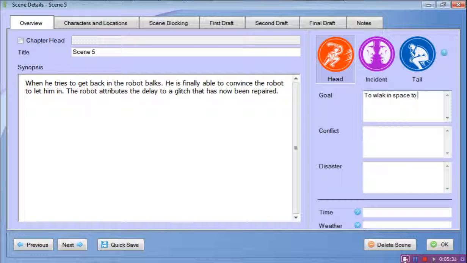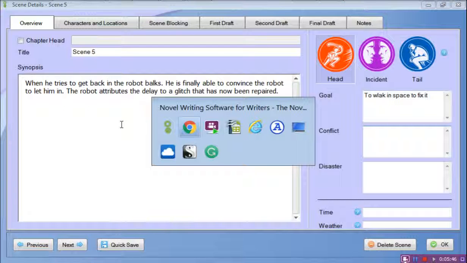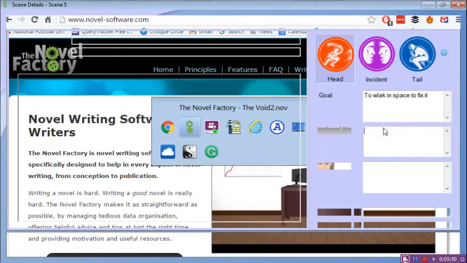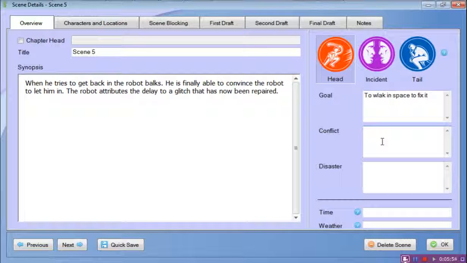I don't know what's going on here. My computer is really slow just now for some reason. Who knows what it's doing? So there's going to be a conflict. So the conflict is basically, it could be anything. There's a couple things that go on here. He can't find the box. He finds it, but can't open it. He finally opens it and replaces it.